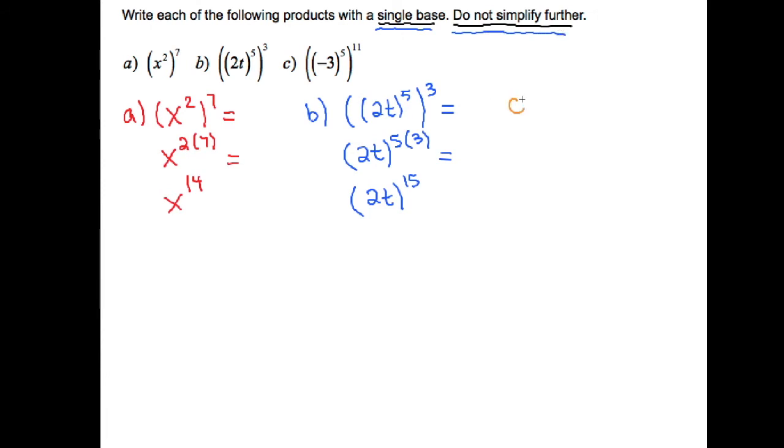For part C, I have negative 3 raised to the 5th, and that is raised to the 11th. So the negative 3 is raised to the 5 times 11, because I'm raising an exponent to an exponent, I can multiply them. And that leaves negative 3 to the 5 times 11, negative 3 to the 55th. And again, because I'm raising to a single base, and I don't want to simplify further, I am done.